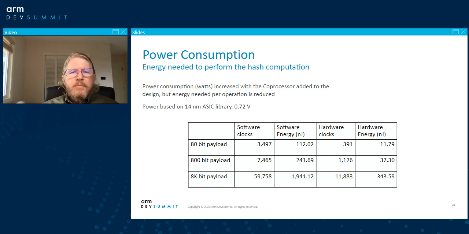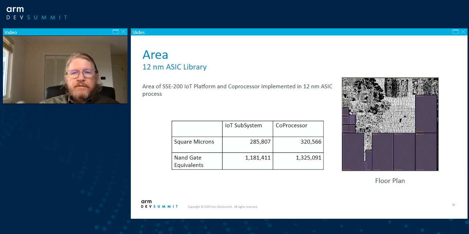And if we then compute the energy used to compute this hash, for an 80-bit payload, it's 90 nanojoules without the accelerator. And with the coprocessor, it's just 11 nanojoules. And for our larger payload, it's almost 1,600 nanojoules in software. And using our coprocessor, it's just 343 nanojoules. So a significant energy savings, which translates into less cooling and longer battery life.